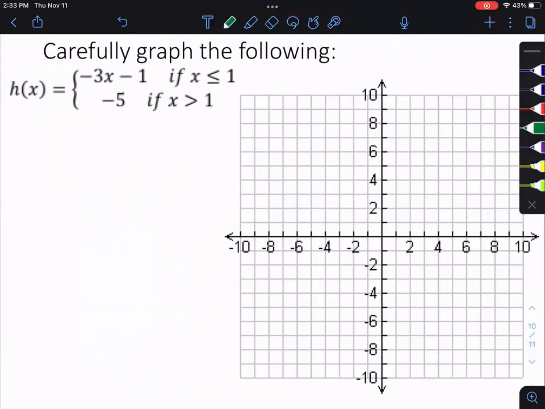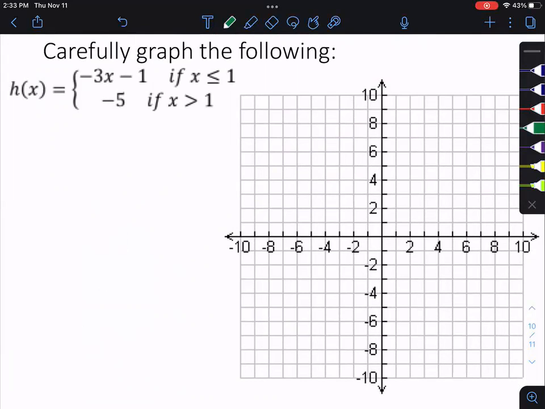Next up, we have h of x equals these two functions. If our x value is less than or equal to 1, we're going to use negative 3x minus 1. If our x value is greater than 1, we're going to use negative 5.